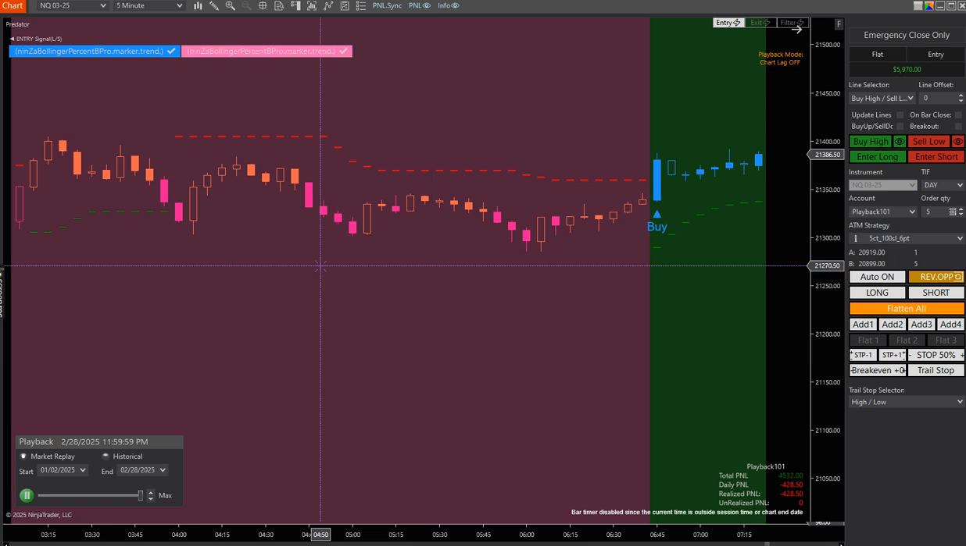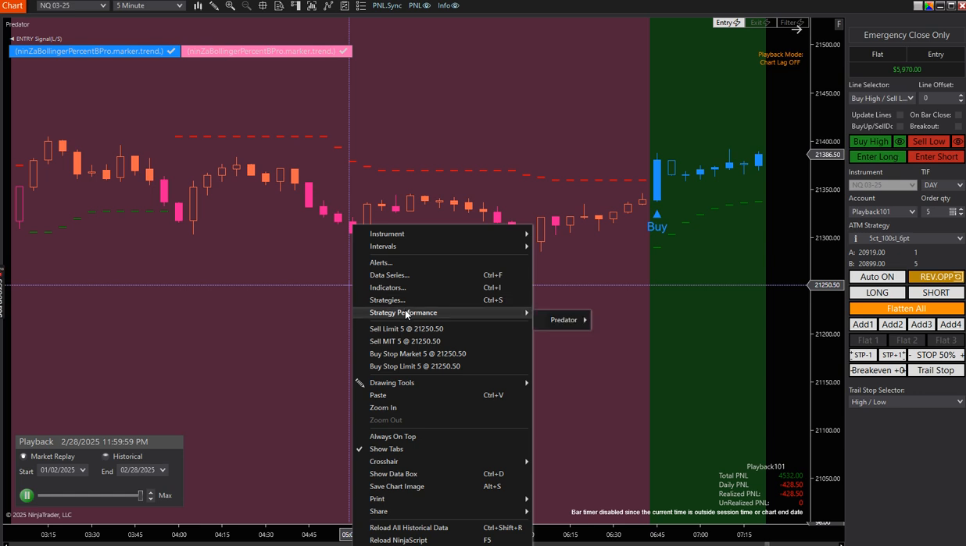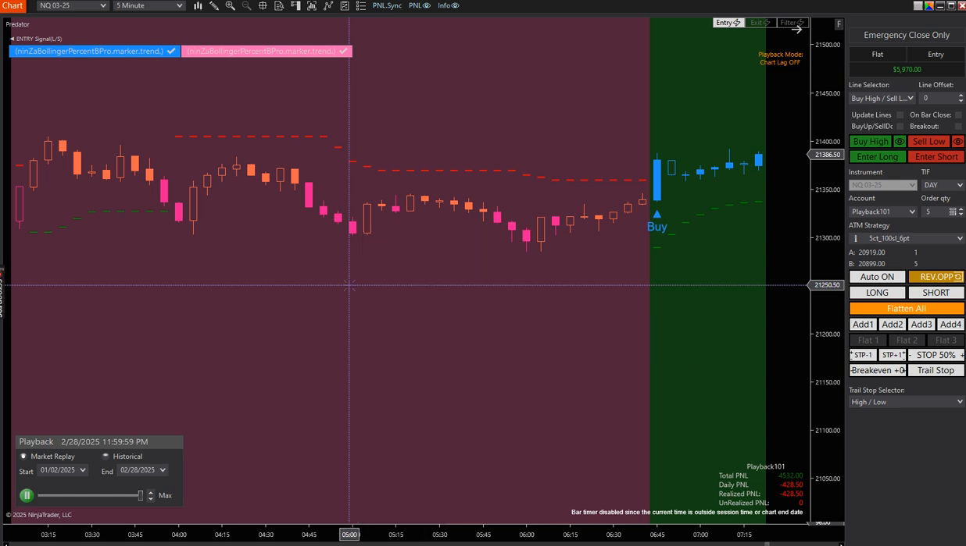So also, your risk management. I also have a loss limit of $1,000, so I can't lose more than $1,000 per day. So let me show you the trades per.